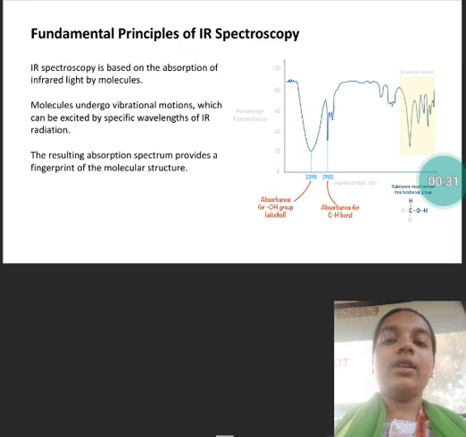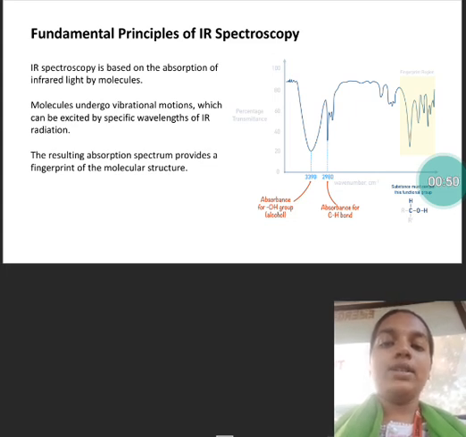Next slide, fundamental principles of IR spectroscopy. IR spectroscopy is based on the absorption of infrared light by molecules. Molecules undergo vibrational motions which can be excited by a specific wavelength of IR radiation. The resulting absorption spectrum provides a fingerprint of the molecular structure.